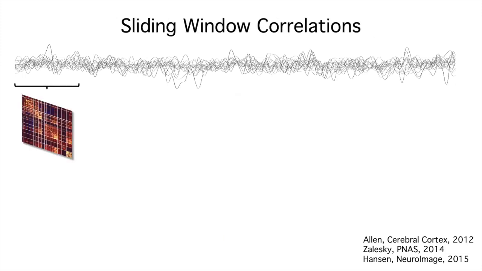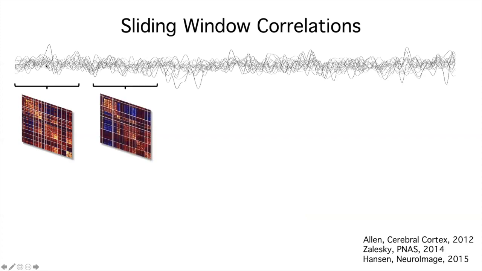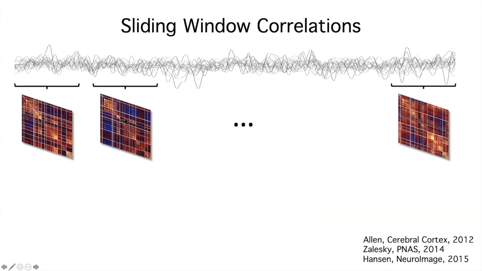For example, here's a functional connectivity matrix computed using fMRI data during this short time window shown here. We can slide the window and compute another functional connectivity matrix, and then keep doing that. So we get a whole time series of functional connectivity matrices. People call this time varying functional connectivity or dynamic functional connectivity. So what do we do with so many matrices? Because now, instead of multiple time series, we get a time series of matrices.